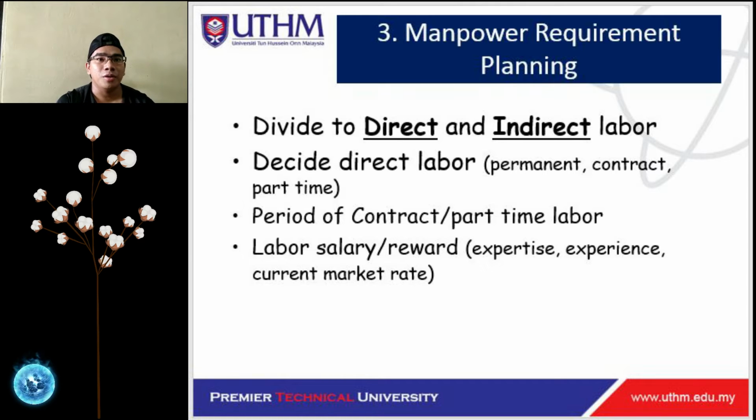Next, number 3, manpower requirement and planning. Divide into direct and indirect labor. Then decide direct labor, for example permanent, contract and part-time. Number 3, period of contract or part-time labor. Then labor salary or reward, for example expected experience and current market rate.